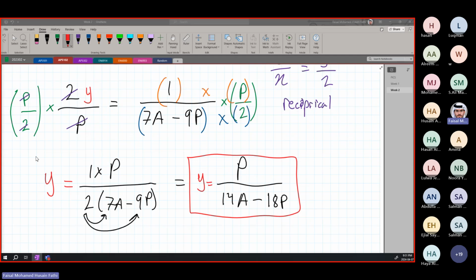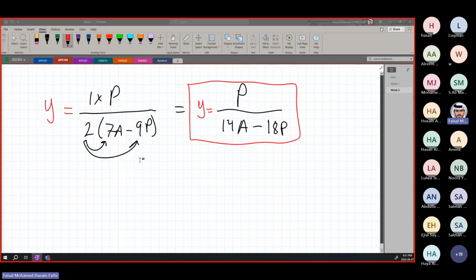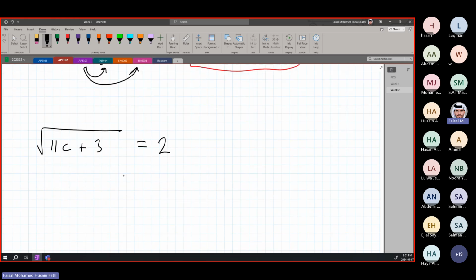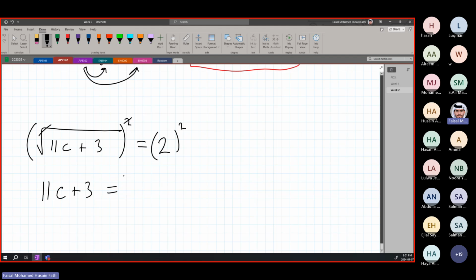This is as complicated as it might get in transposition. There's one more thing you might need to know, which is if you have the square root. For example, you have square root of 11c plus 3 is equal to 2. Then you want to solve for c. What do you do? You just square both sides to get rid of the square root. And then this will cancel with this. You'll be left with 11c plus 3 is equal to 2 squared, which is just 4. And now we can solve for c. This is what we're trying to solve for, which is c.